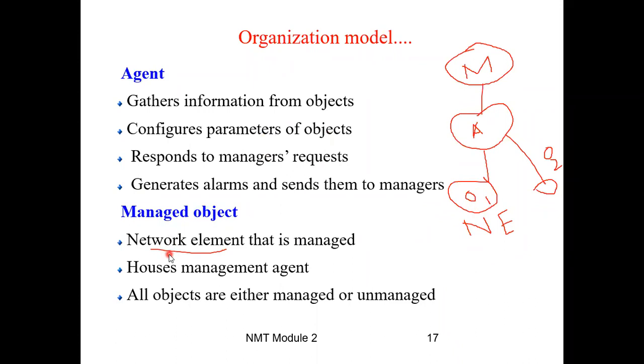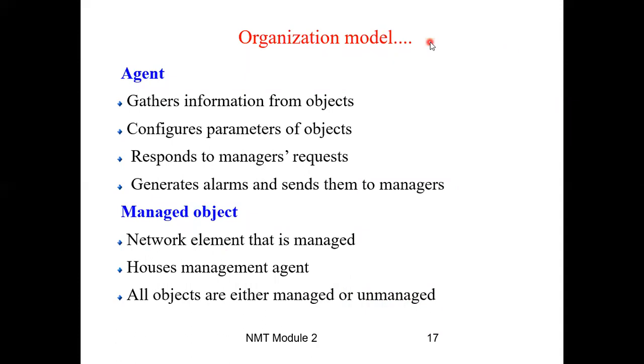So what is a managed object? It is the network element that houses the management agent, and all objects might be either managed or unmanaged. So there are various ways in which I will handle the managed object. It will be easier because it already has a management process in it. If I have a simple object that is just doing the function of that particular network, and I want to gather some data from it, then we have to incorporate some other aspects to handle the unmanaged object. I hope this is clear to all of you, what is an agent, what is a manager, what is an object. Yes or no?